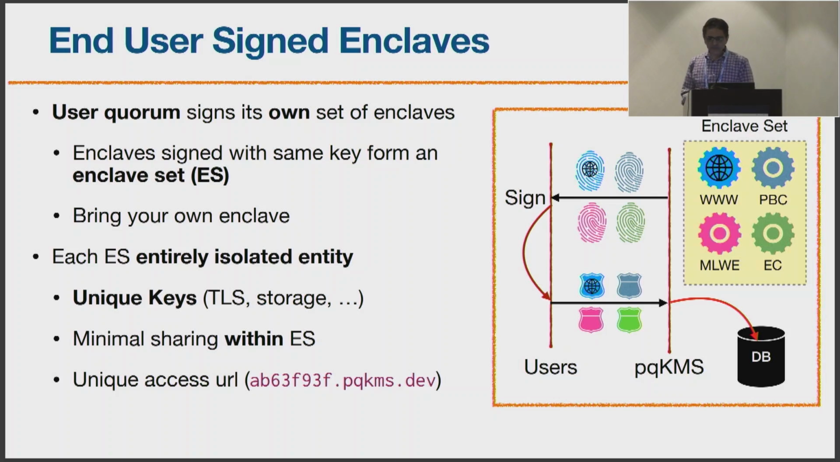So the way our system works is it has a set of enclaves. These are task-specific enclaves. So there could be a web gateway, there could be a pairing-based crypto, or there could be a module learning with errors-based system. There is elliptic curves, and all these enclaves, they are completely independent entities. The user gets a hash of these enclaves, and the user can basically sign these enclaves using its own key. So unlike most KMSs which use Intel SGX, we don't sign the enclaves. The customer can sign, they can have their own keys, they can sign those enclaves.